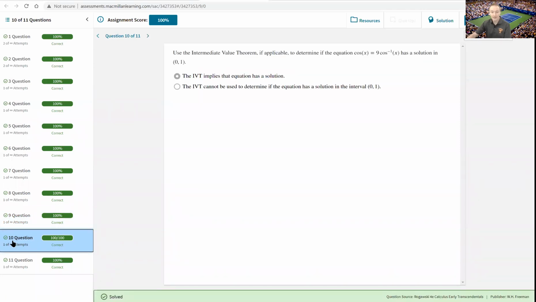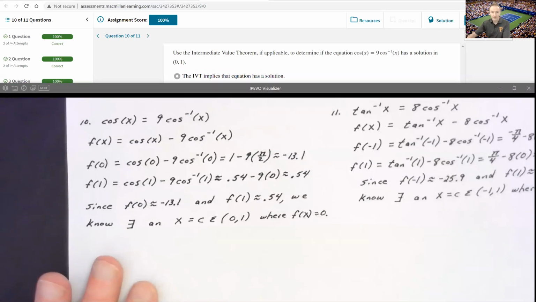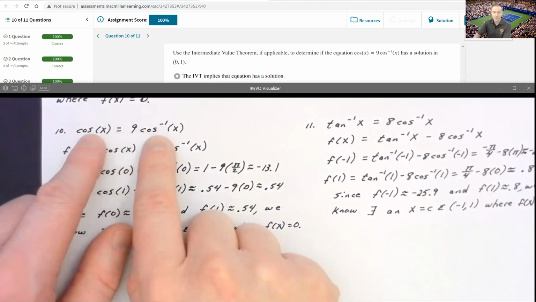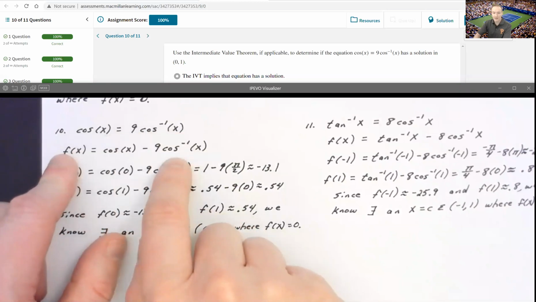When I go to number 10, it's asking us to use the intermediate value theorem, if applicable, to determine if the equation, the cosine of x is equal to 9 inverse cosine of x, has a solution. Okay, so again, you see I've chosen, hey, the intermediate value theorem applies. Why does it apply? Well, notice what I've done here. I said, all right, here's my original equation. Let's let f of x equal the left-hand side minus the right-hand side.